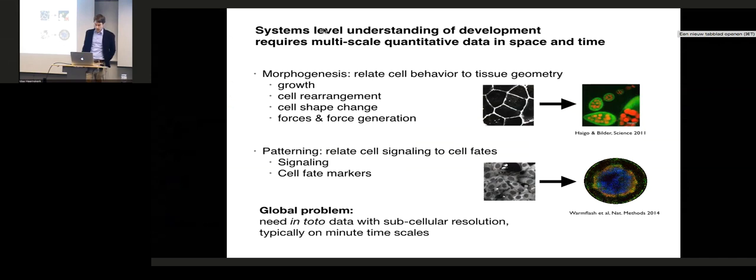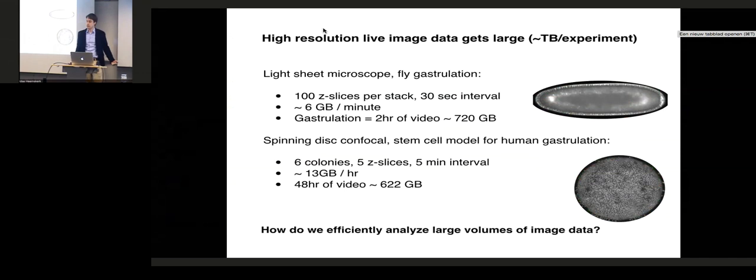And so the amazing thing is that, here's a little bit of a video of cell signaling. The amazing thing is that we can actually do this. But one of the challenges is that data volumes quickly get large. So for the light sheet video of Drosophila development that I showed, if you just look at gastrulation, which is just the beginning of that video, it takes about 2 hours, but you take 100 Z slices every 30 seconds with multiple cameras from multiple directions, and so it comes down to 6 gigabytes per minute and about 720 gigabytes for a single video.